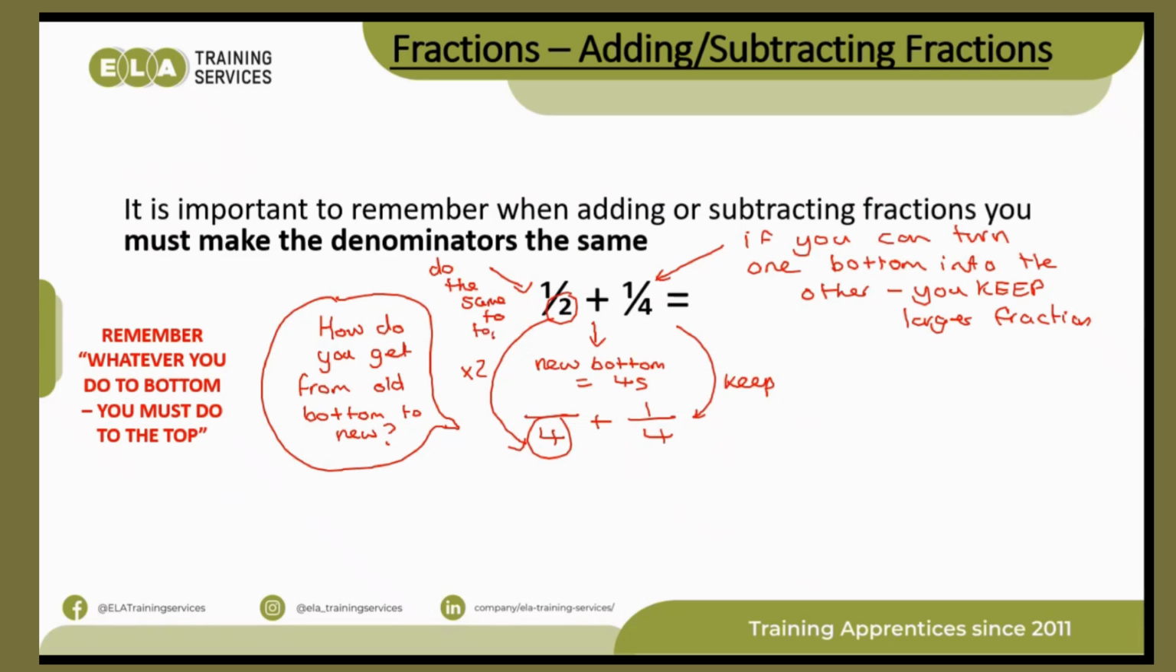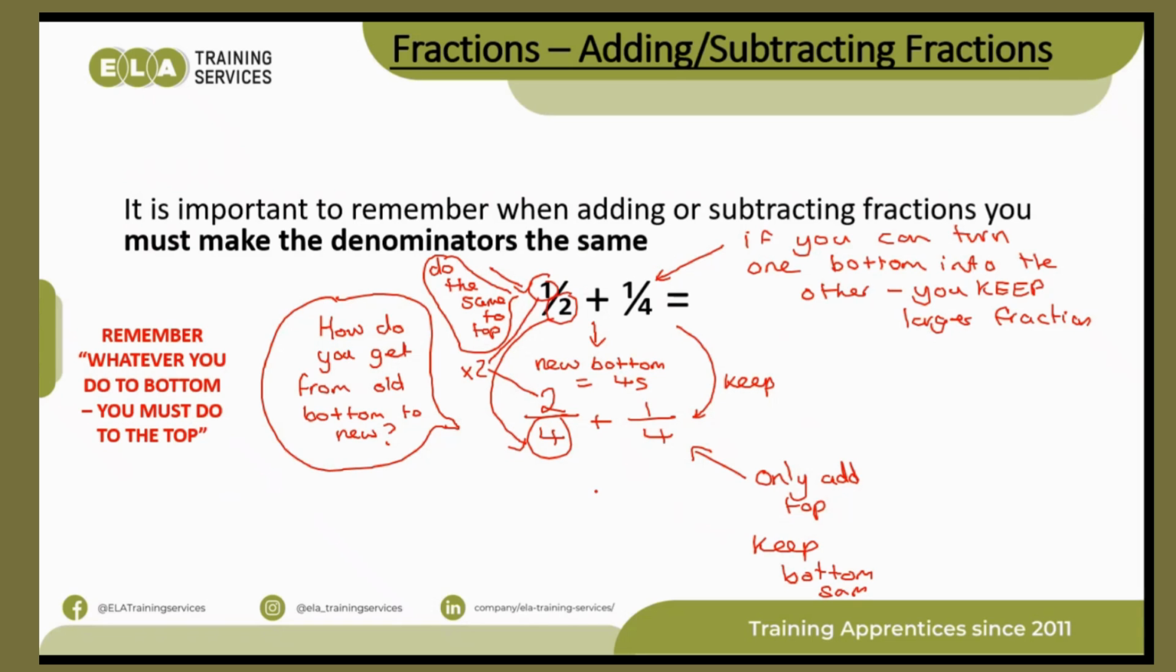Or do the same to the top. So we do 1 times 2, which is 2. Then we only add the top, and you keep the bottom the same. So you only add or take away the top, and you keep your bottom the same.